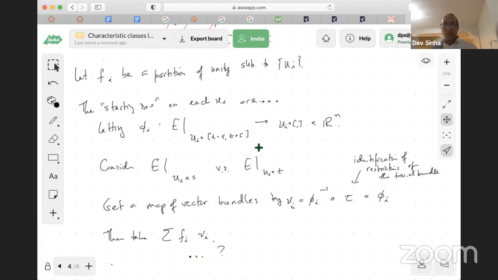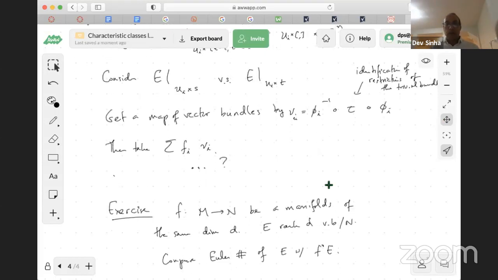Let me leave one other exercise other than trying to see if this proof can be fixed. Namely, let f from M to N be a map between manifolds of the same dimension, and E a rank D vector bundle over N, then compare the Euler number, Euler measure of E with that of f of the pullback of E. Okay, so that's another exercise.